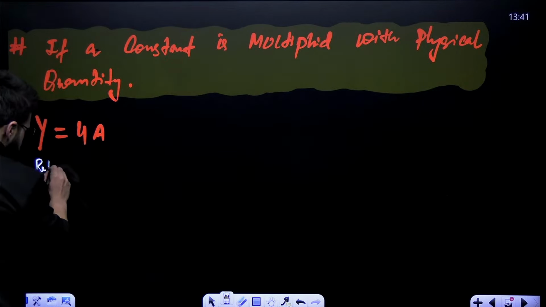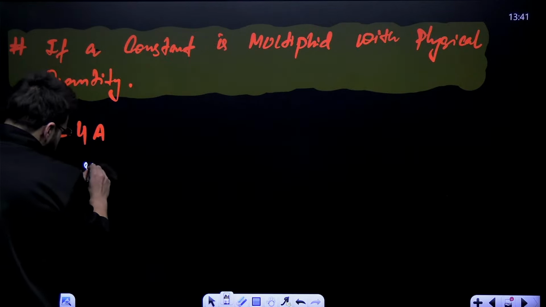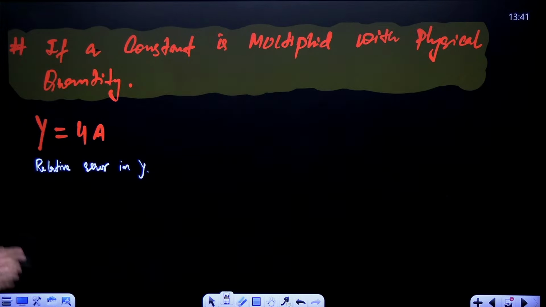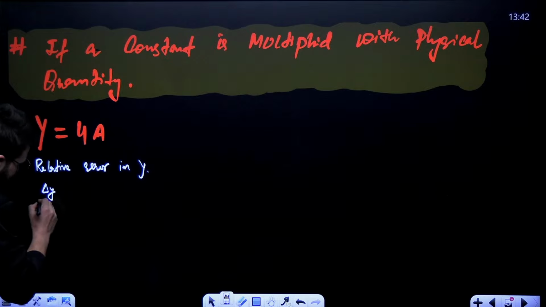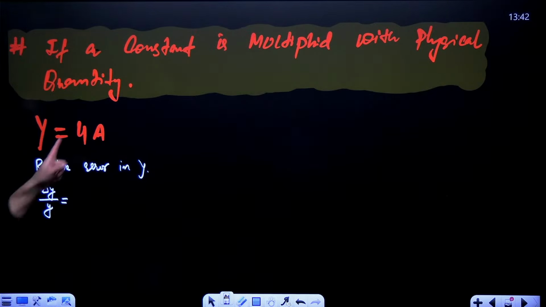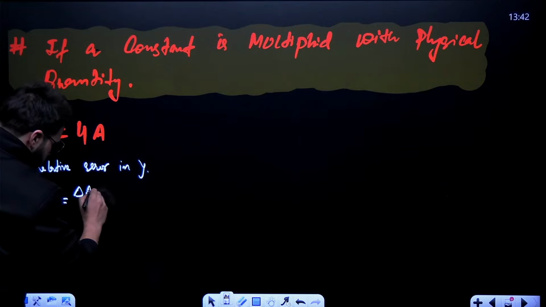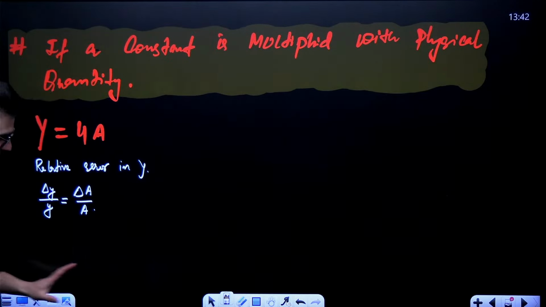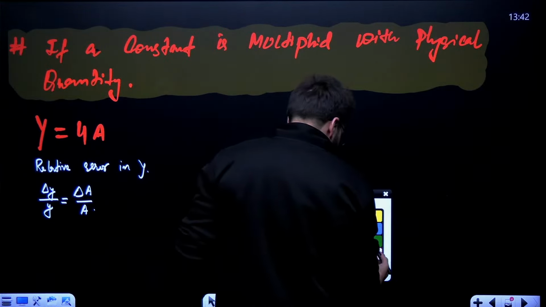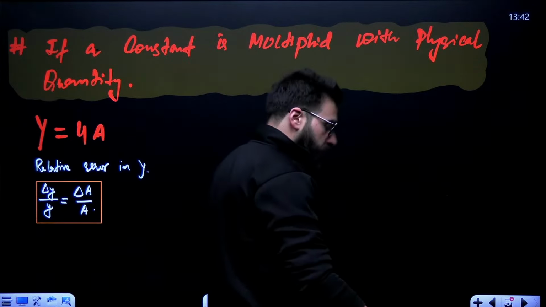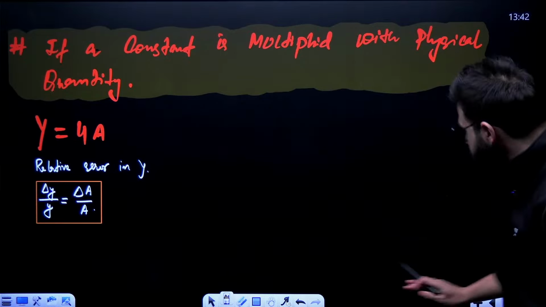Relative error in Y. How do you find the relative error in Y? Simply in this case, you say delta y divided by y is equal to, take this constant out. It cannot create any sort of change over here. You simply ignore this constant. This will be delta a divided by a. Ignore the constant in such case. So you will get this. Okay, I hope this is crystal clear.